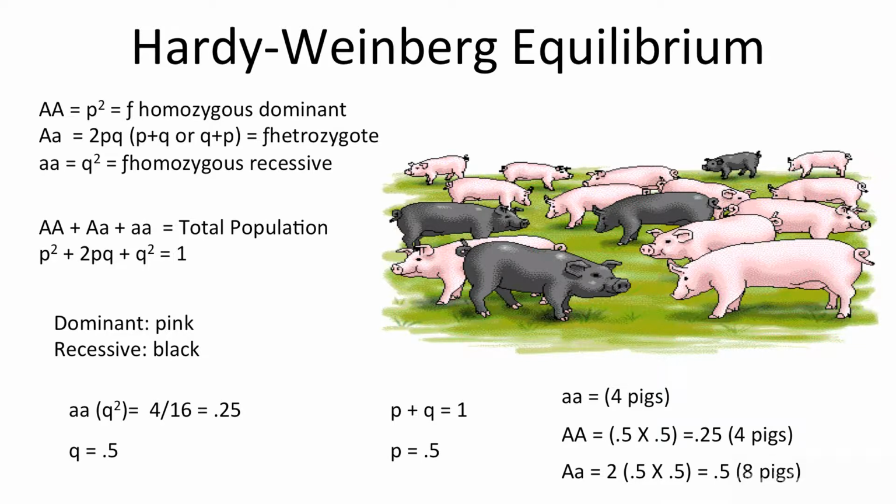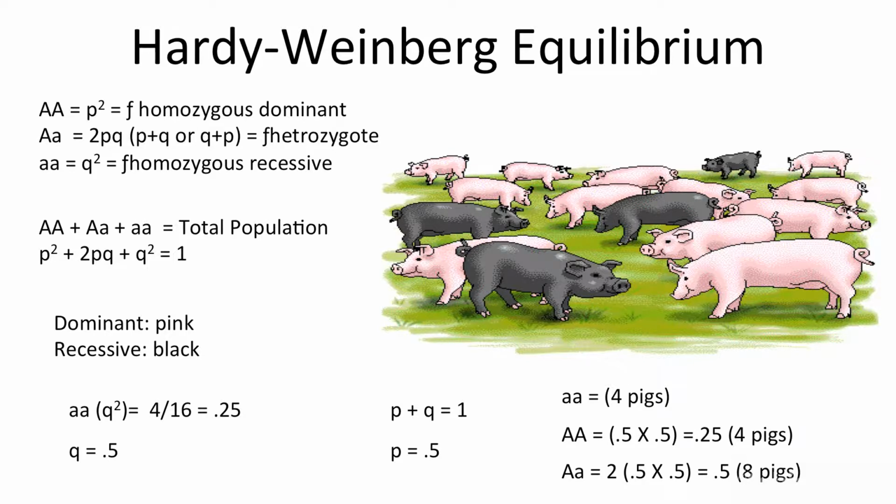So the math works out, again, talking about the total population. The total population has to be one of these 3 genotypes. And so the frequency of the genotypes is p squared for the homozygous dominant plus 2pq for the heterozygotes plus q squared equals 1, equals 100%. Does that make sense? Sure, yeah.